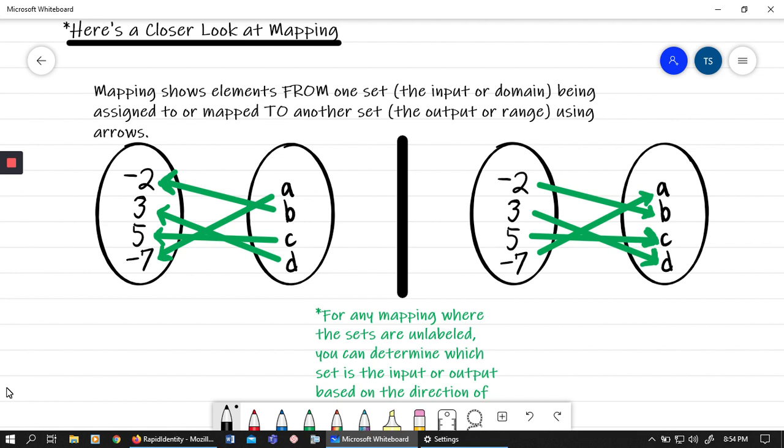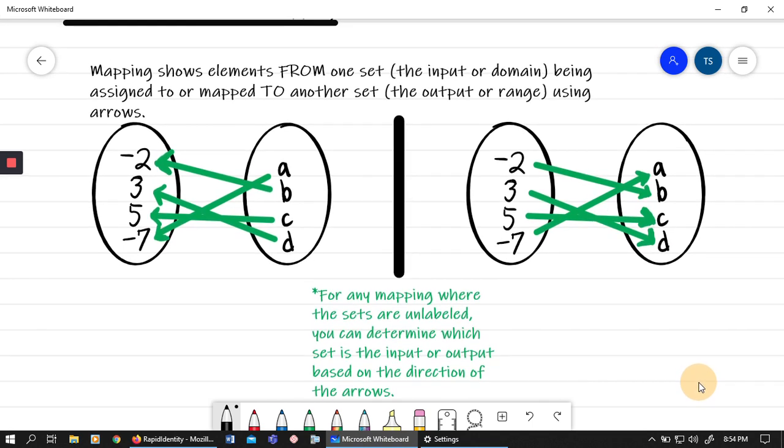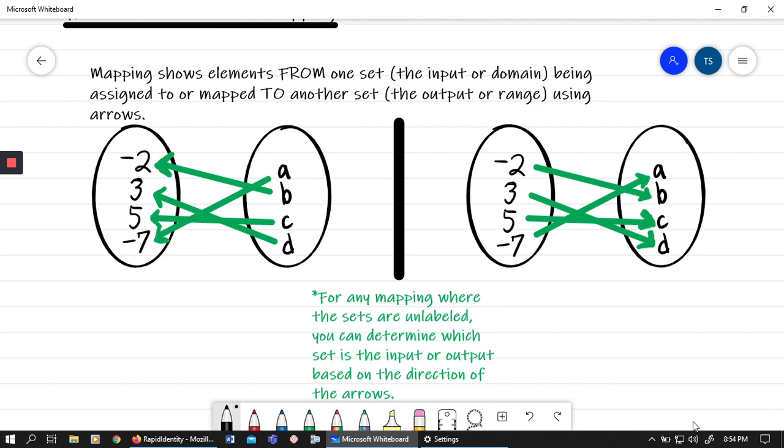So for any particular mapping, if your sets are unlabeled, you can actually determine which set is the input and which set is the output based only on the direction of the arrows. All you have to do is look at the direction of the arrows, and based on that, you should be able to tell which one is the input and the output. But if not, we'll explain that right here, right now for you.